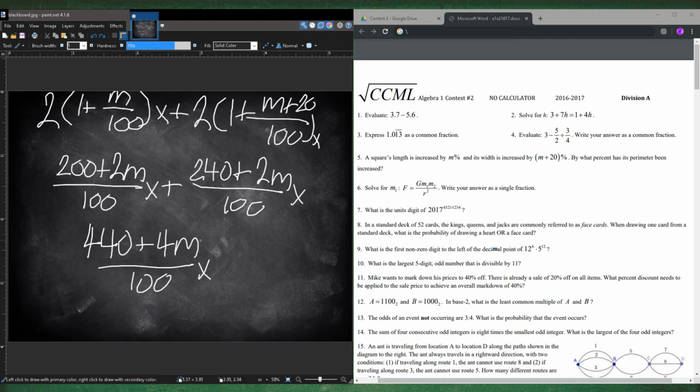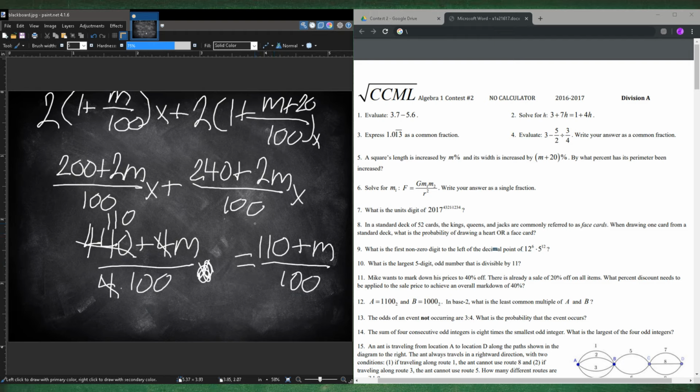So this is divided by 4, so this number, 440 plus 4x over 100 times x, divided by 4x. So divide by 4x, you just put the 4 on the bottom, right? So you divide the 4 from here, so that gets 110, and this gets just 1, so it's equal to 110 plus m over 100.